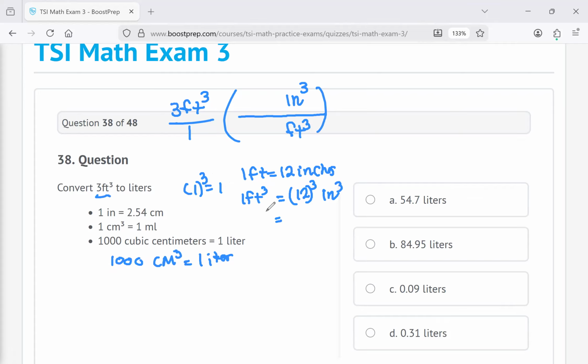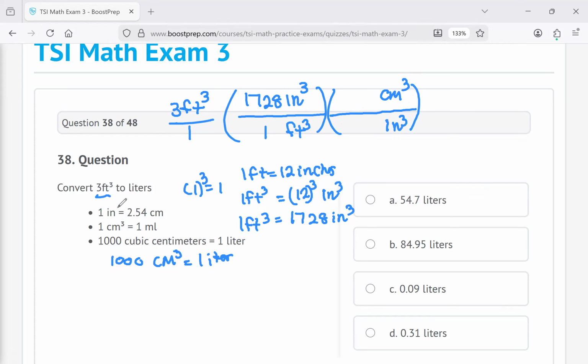So what is 12 to the third? It is 1728. So one here and then 1728 on the top. And then what I'm going to do is get rid of the inches cubed, so I'm going to put inches cubed here. Then I'll have to use our conversion, 1 inch is 2.5 centimeters. So I'm going to put centimeters and make that cubed.